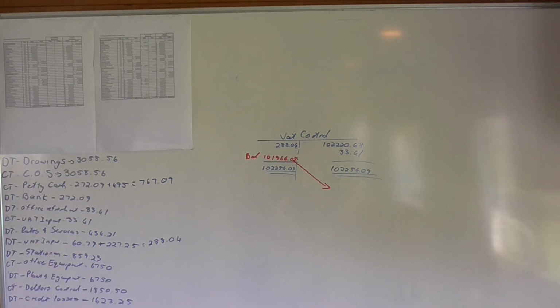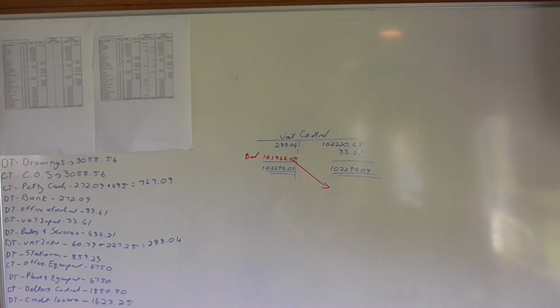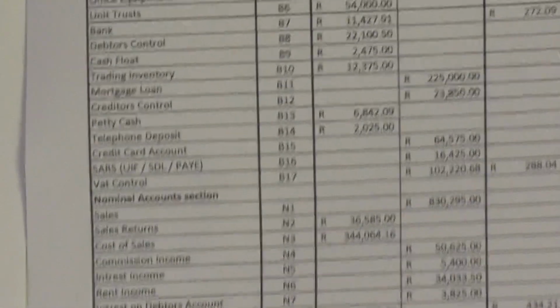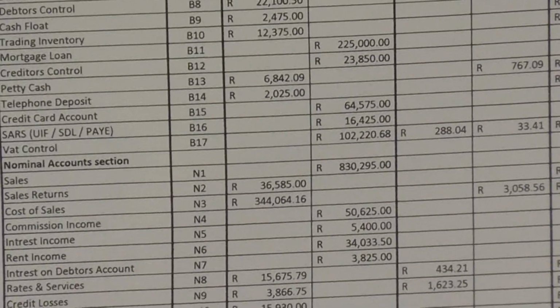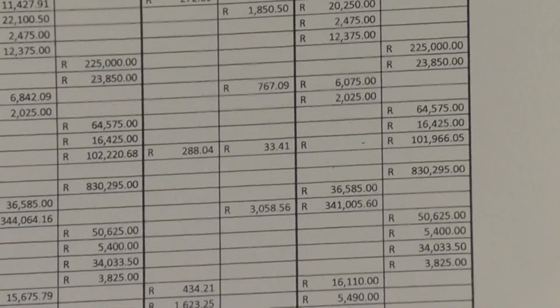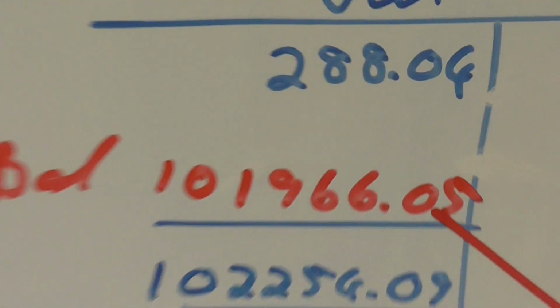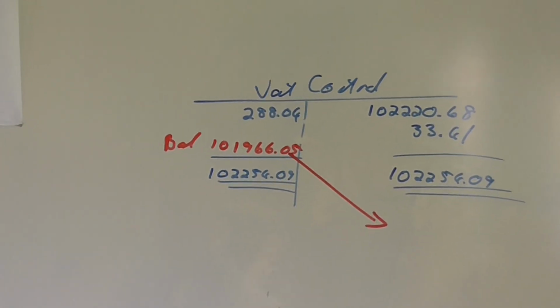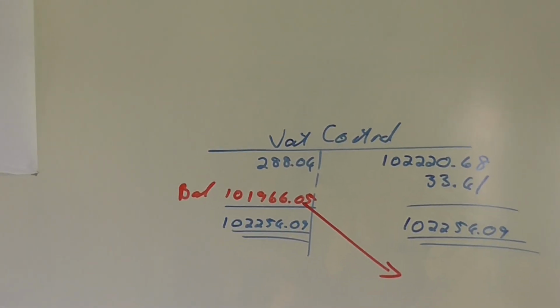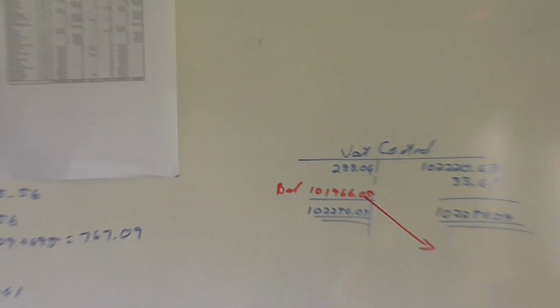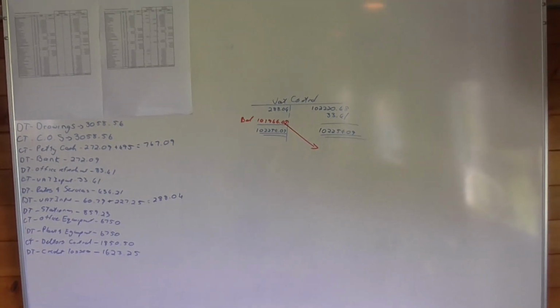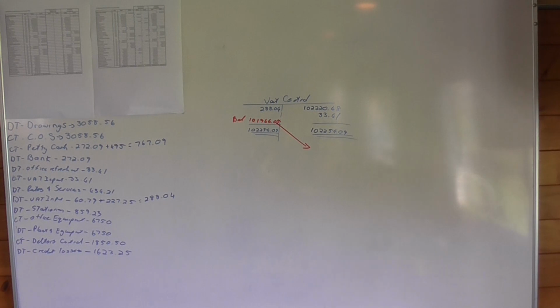Let me just point you in that direction again. Here we go, VAT control account. There we've got our debit correction and our credit correction. And as we saw on our T account that we just did, there will be a credit balance of 10196.05. So that's one way that you can do the adding.